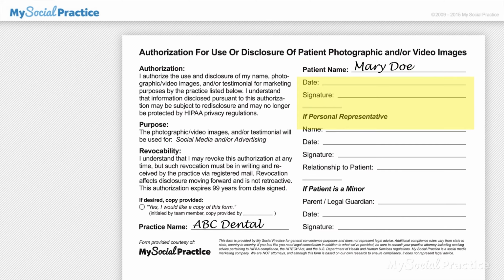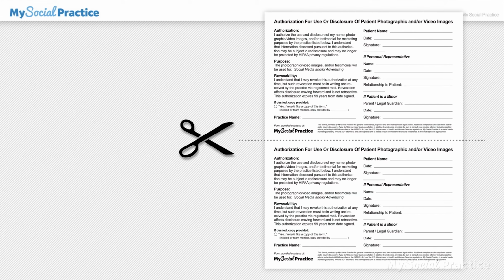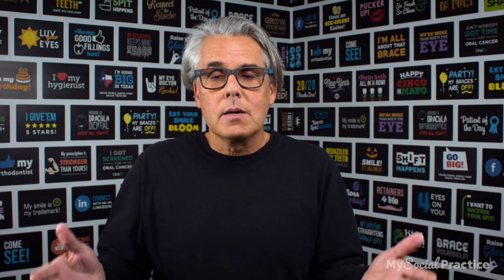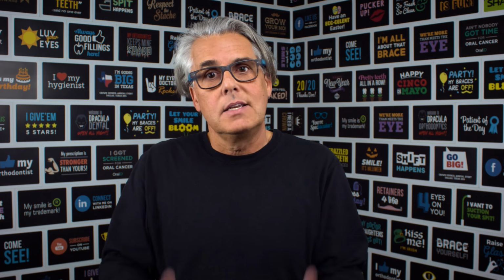If the patient is with a caregiver or representative, have that person sign the form. And if the patient is a minor, have the parent or legal guardian sign the form. So download the form, print some out of your printer, and keep them handy. So that's it. When it comes to social media and HIPAA compliance, just be smart. It doesn't need to be scary.